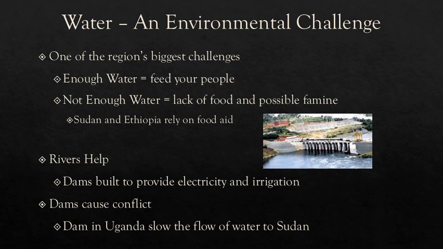And so you are giving yourself extra water to take, but you're taking it away from the next person in line. And so an example is a dam in Uganda that was built, and it has slowed the flow of water into Sudan and caused it to be one of these countries that really has to rely on that food aid from other countries. So it becomes a question of who has the right to control the water.